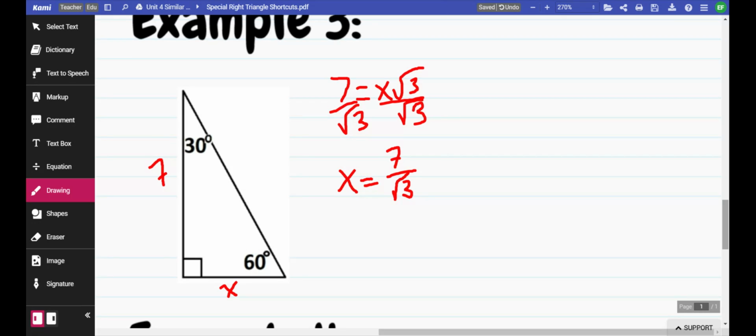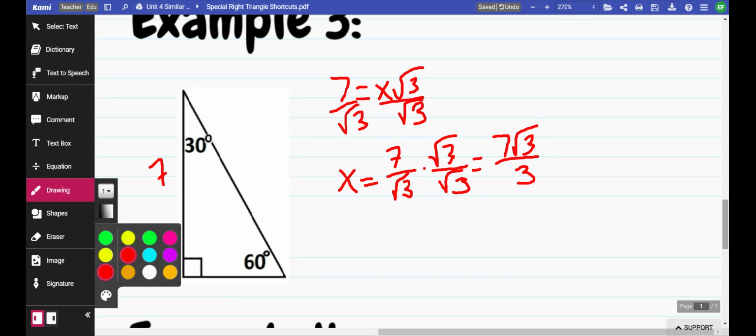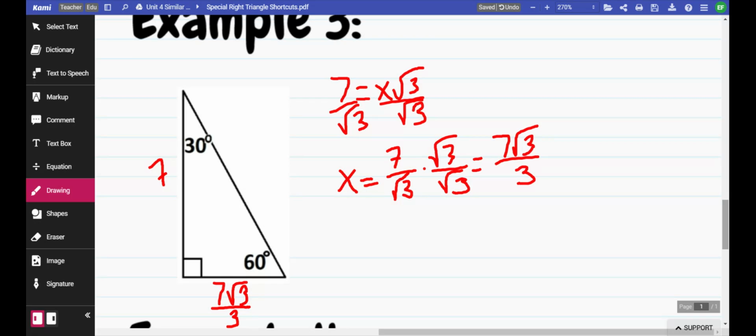But just like we talked about in our last video, we can't leave our answers like this. We actually have to rationalize. So final answer is that our short leg has a length of 7 times the square root of 3 over 3. Our hypotenuse is going to be twice as long. So we're just going to take our 7 and we're going to multiply that by 2. So that gives us 14 times the square root of 3 over 3.